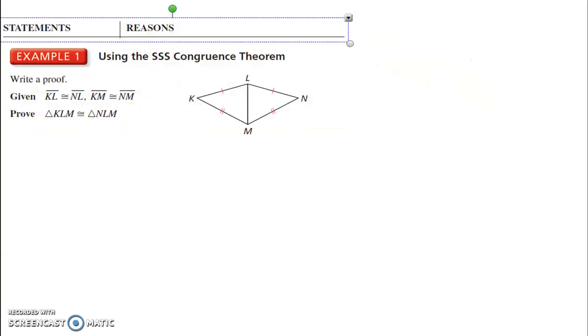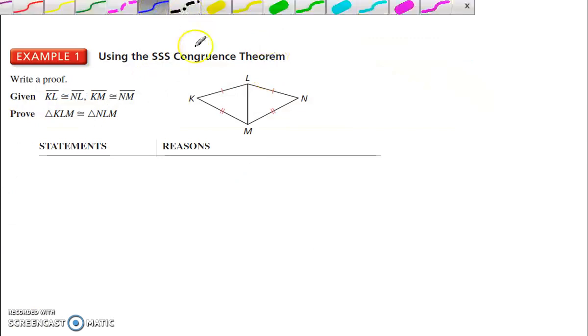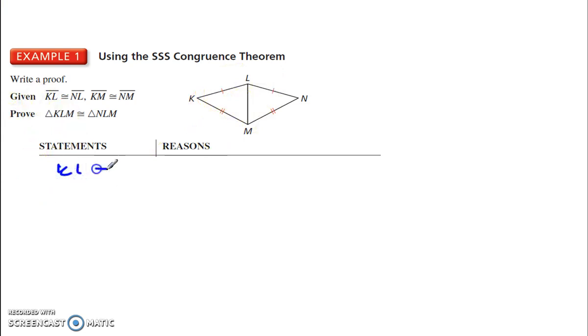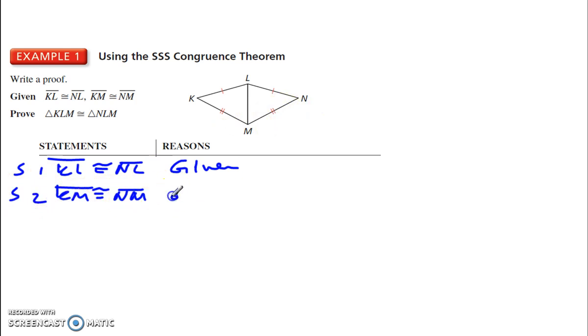I am to prove that these triangles are congruent. I am given that KL is congruent to NL, so I know this side is congruent to this side. I'm going to make a note up here that that's a side. This is given. Then I know that KM is congruent to NM. That's this side and this one right here. That's also a side, and that's also given.